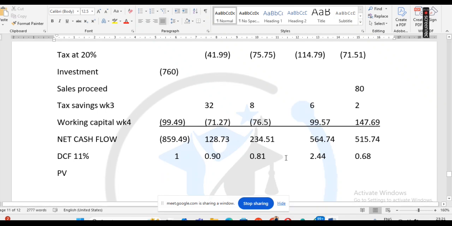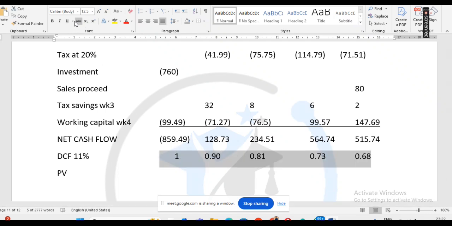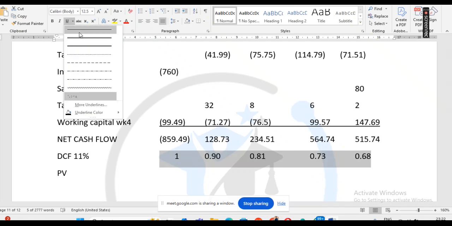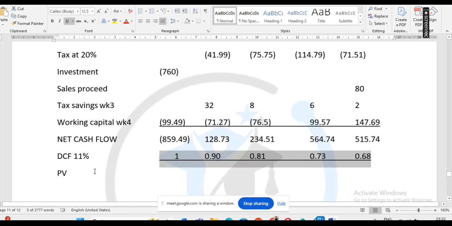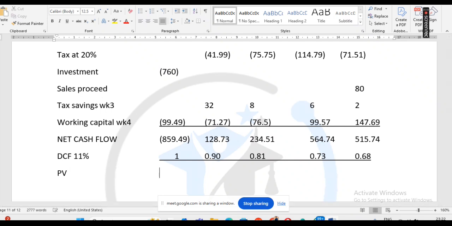Year 3 is 0.73, please. 0.73, Year 3. Okay, they give me the annuity formula. Class, are we good? So what is the last? 859.49.